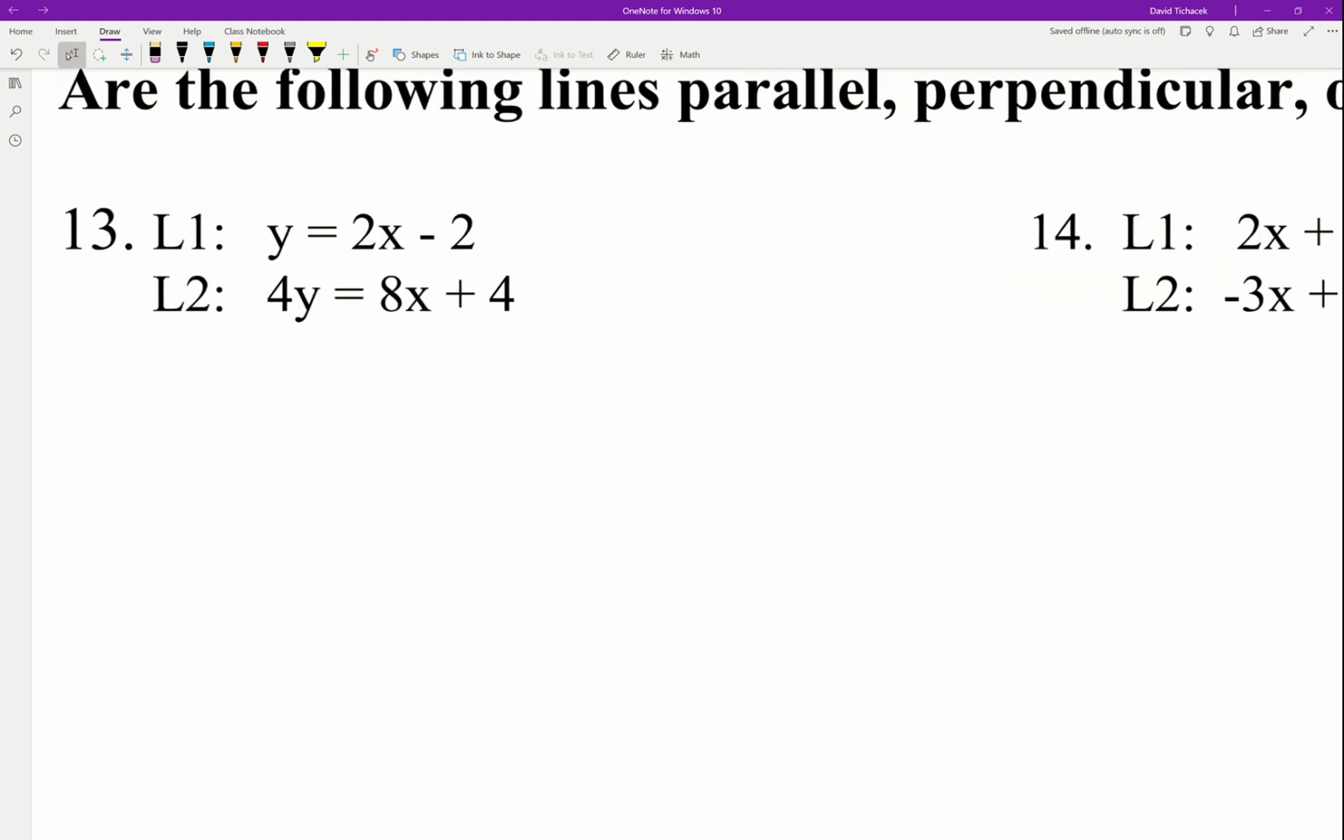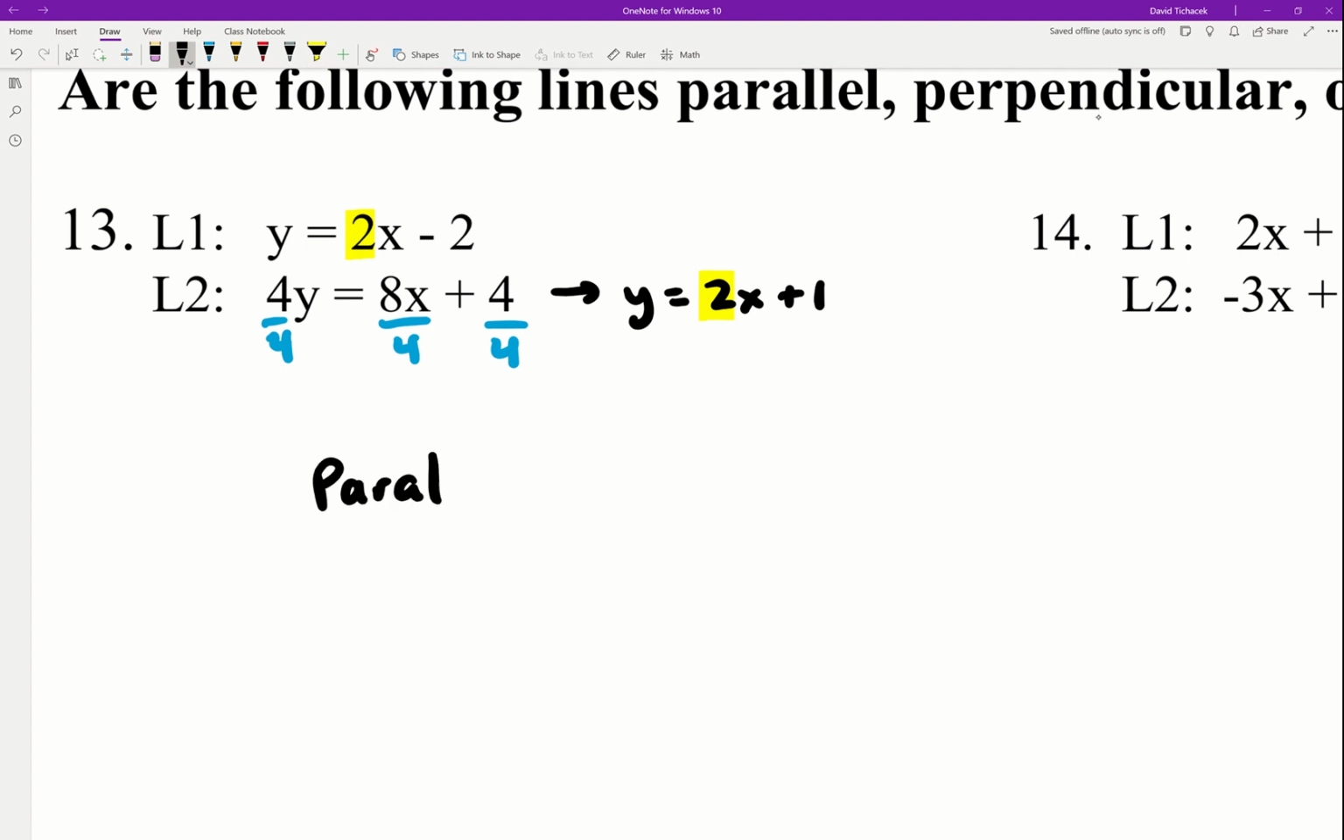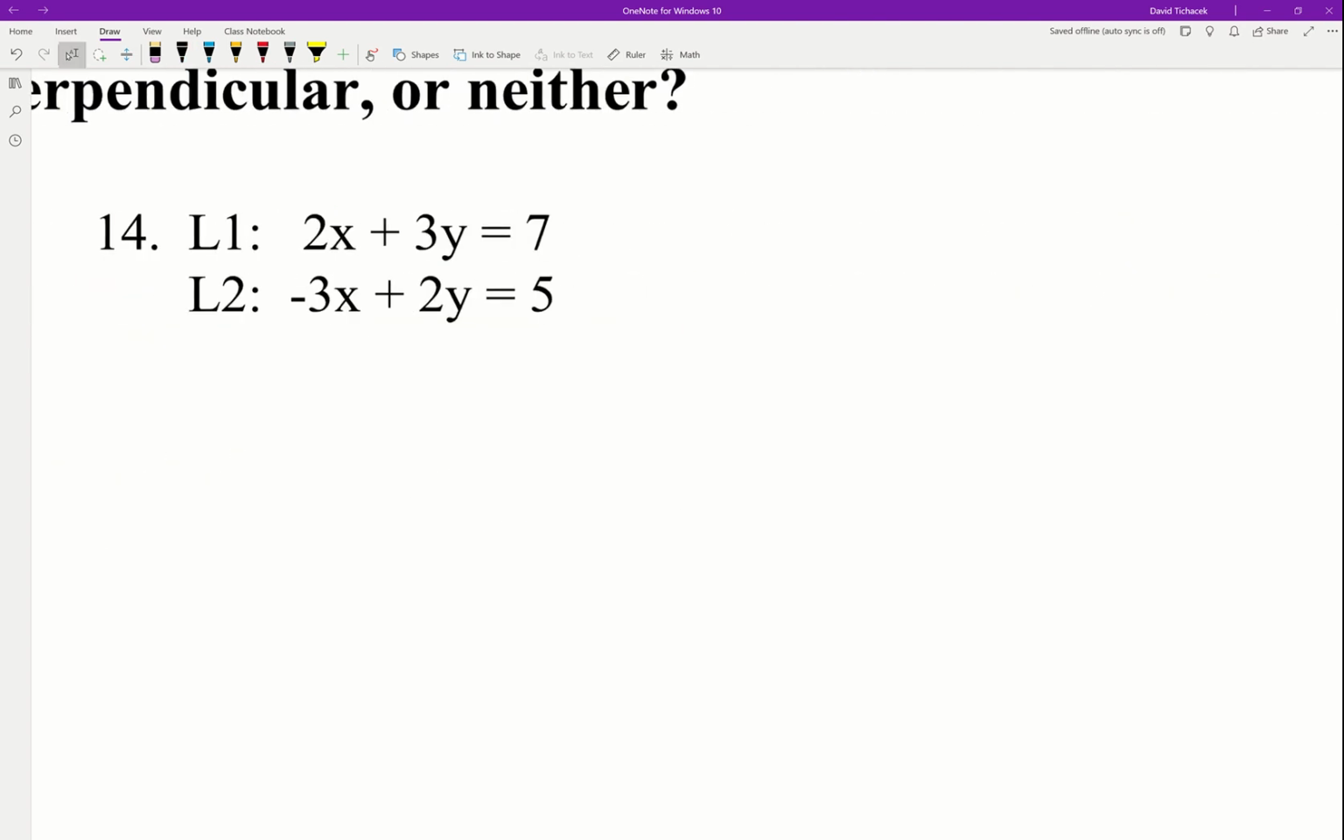In order to figure out what their slopes are, we're going to do the exact same thing. We're going to make sure every single equation looks like y equals mx plus b, and then compare the m's. It looks like that first one is already ready to go. The slope of this line is a 2, playing the role of m. In the second equation, we're just going to need to quickly divide everything by a 4, and rewrite this equation as y is equal to 2x plus 1, in which case we can see that the slope of that line is also 2. Because both slopes of both lines are the same number, 2, we would conclude that these lines are parallel to each other.